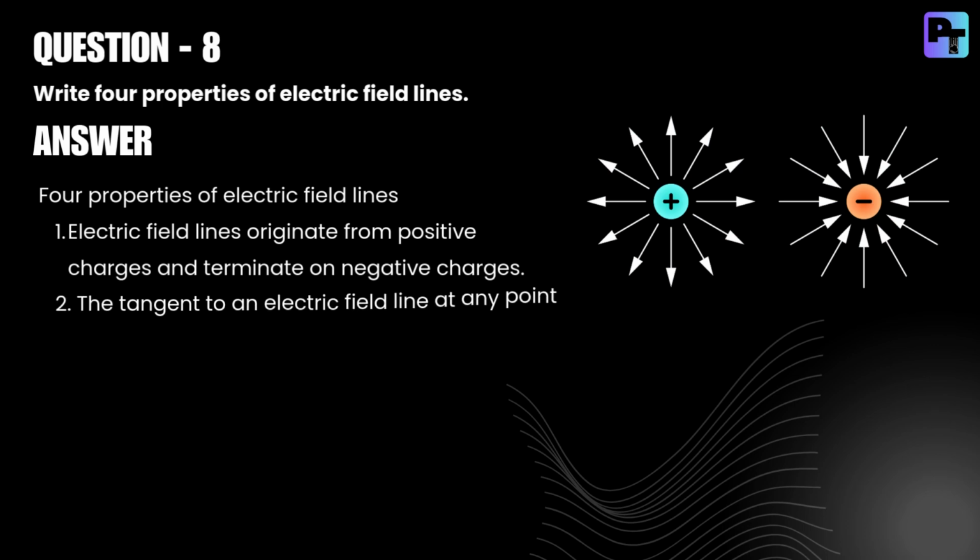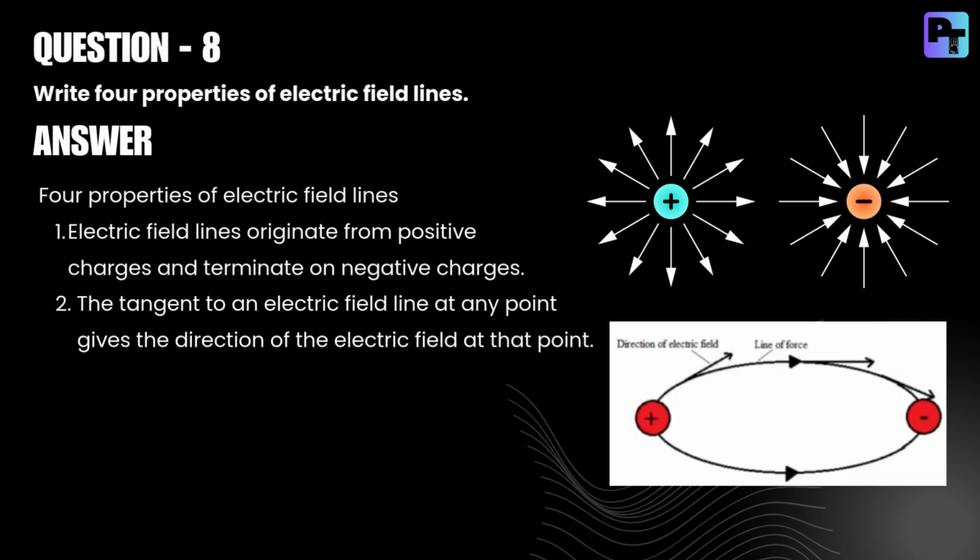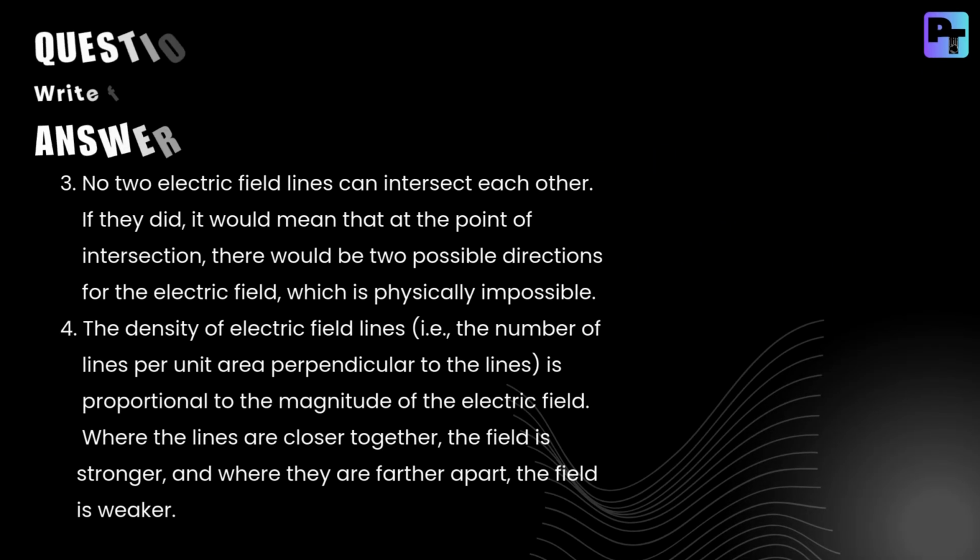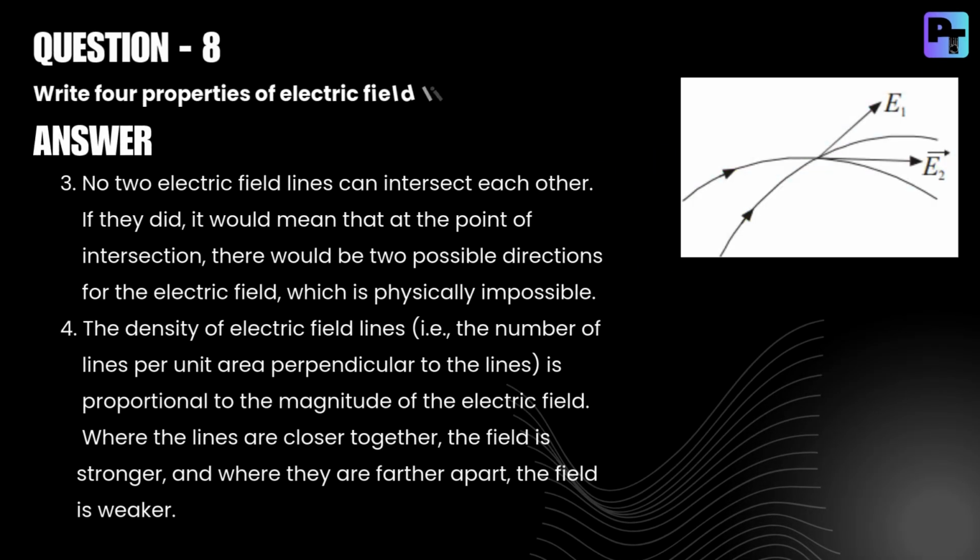2. The tangent to an electric field line at any point gives the direction of the electric field at that point. 3. No 2 electric field lines can intersect each other. If they did, it would mean that at the point of intersection, there would be 2 possible directions for the electric field, which is physically impossible.